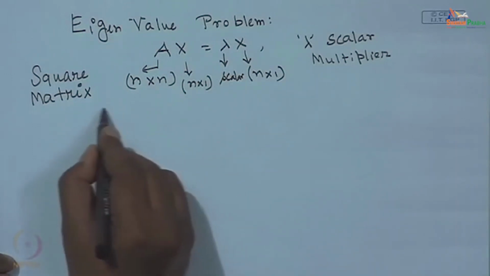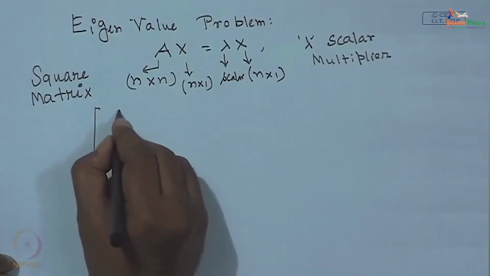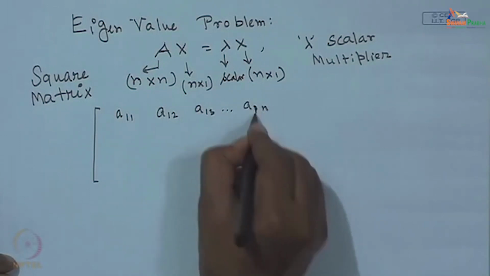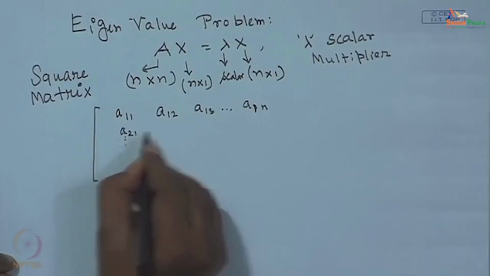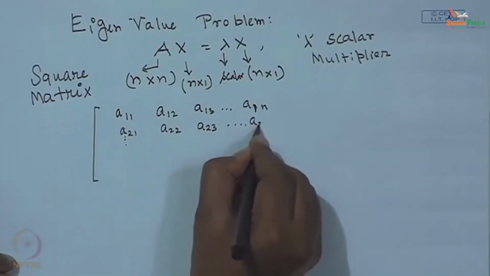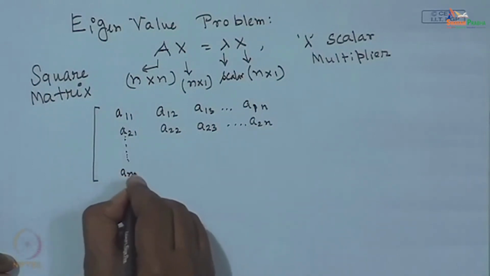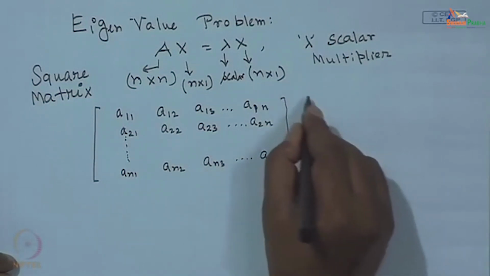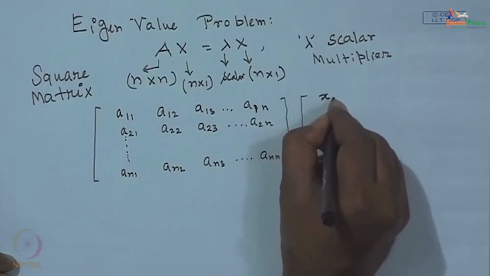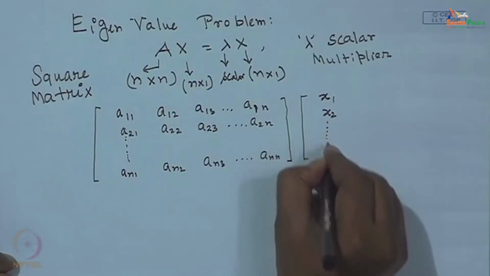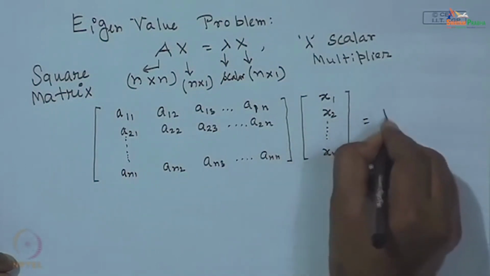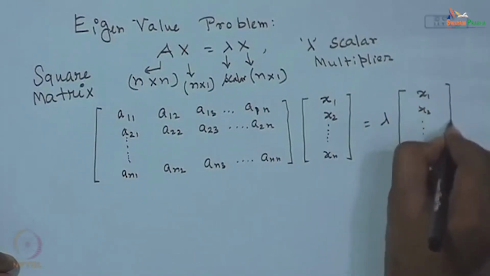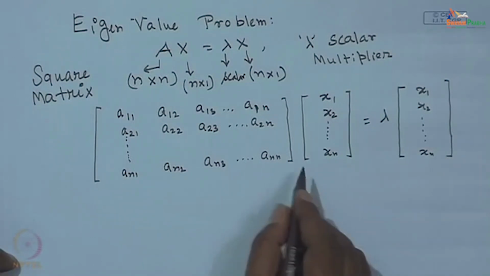So, if we write the different elements of matrix A: A 1 1, A 1 2, A 1 3 up to A 1 n, A 2 1, A 2 2, A 2 3 up to A 2 n, then A n 1, A n 2, A n 3 up to A n n, multiplied by the different elements of the x vector, x 1, x 2 up to x n, is equal to lambda times x 1, x 2 up to x n.